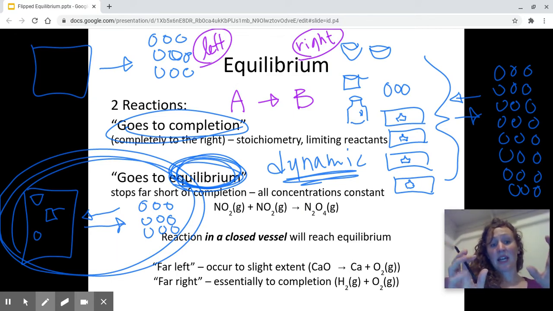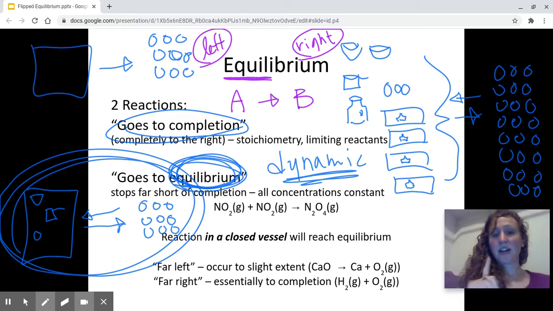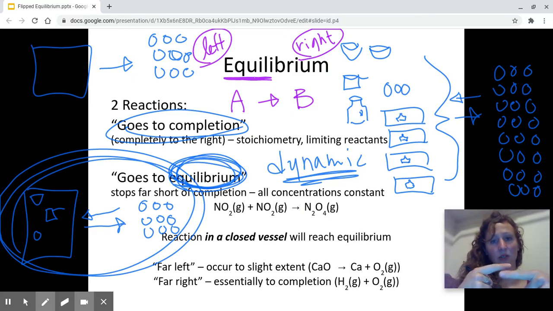Equilibrium doesn't mean I have equal amounts present. This term equal does mean something is equal, but it's not the amounts of reactants and products. What's equal? The rates, right? The rates of reaction forward and backward are equal. The amounts of reactant and product are not equal.